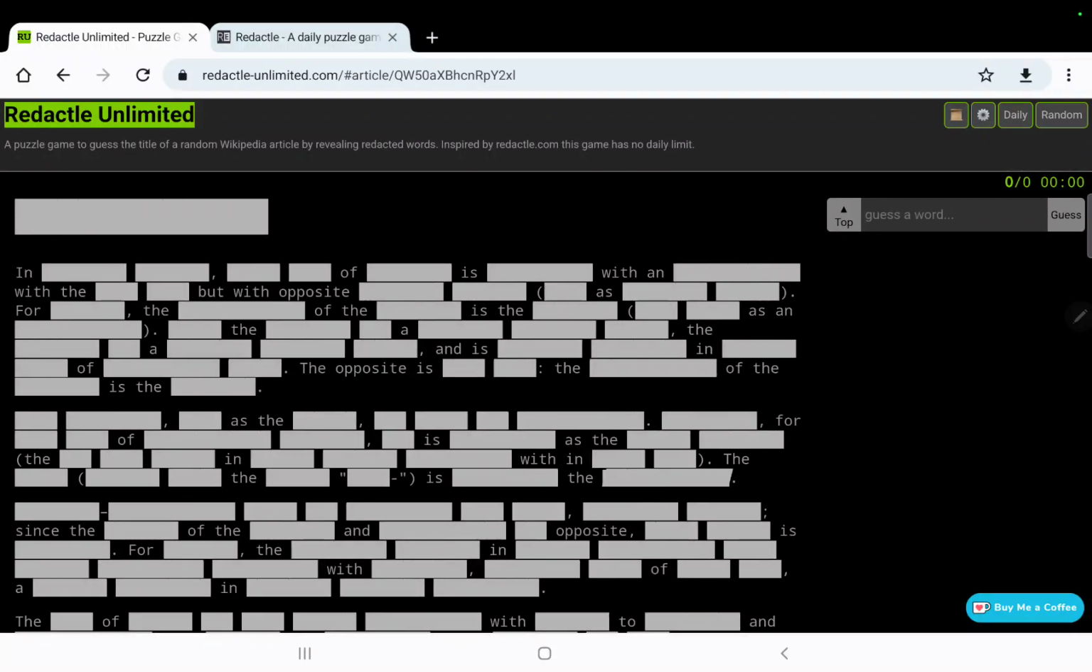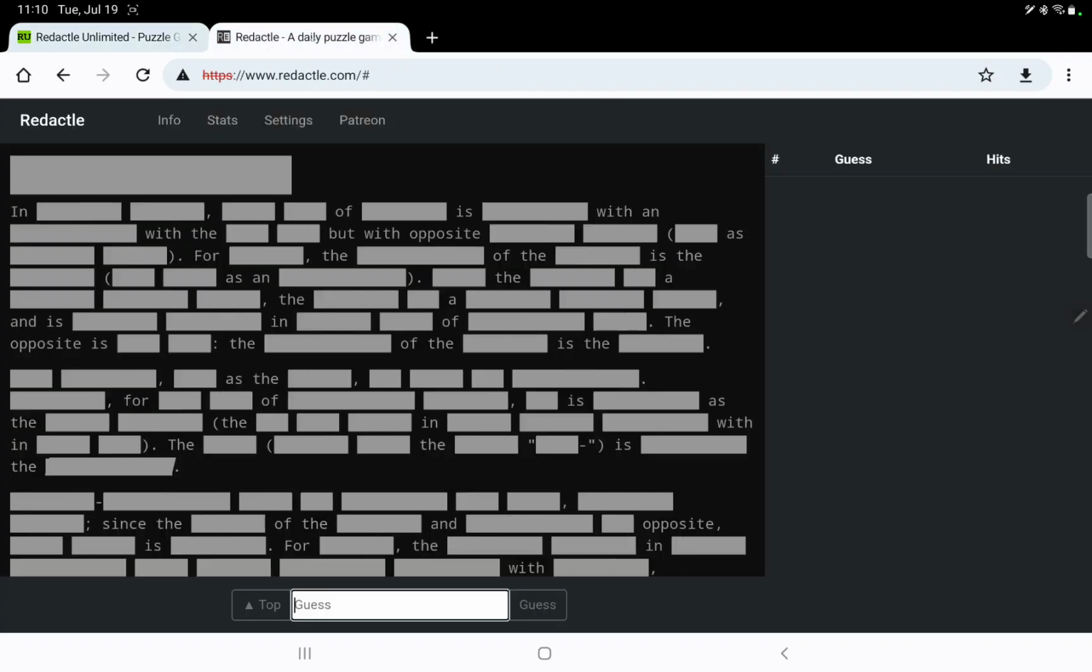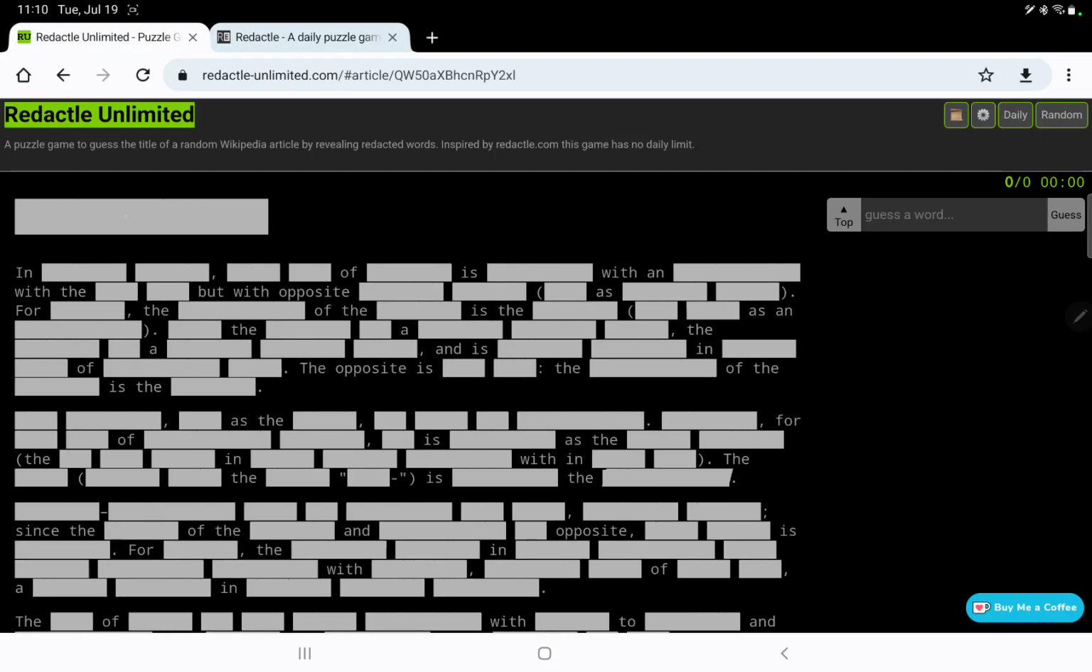Let's play Redactle for Tuesday, July 19th. I'll be playing on Redactle Unlimited. Unlike the original, if you click on a word, it shows the length. So we have a 12-letter word as the title, which makes me suspect it's going to be something scientific again.